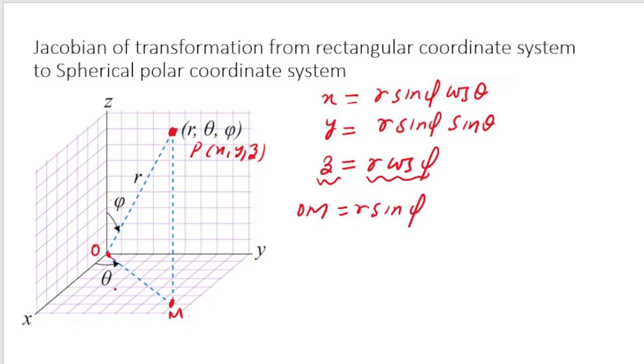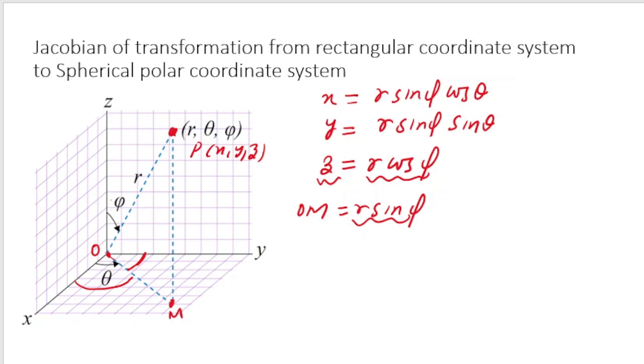Now if this is r sine phi, then the component of OM in x direction will be r sine phi into cos theta, and the component or projection of OM in the y direction will be r sine phi into sine theta, because this angle is theta. So this will be r sine phi into sine theta.